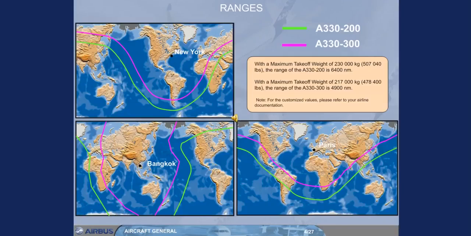With a maximum takeoff weight of 230,000 kilograms, 507,040 pounds, the range of the A330-200 is 6,400 nautical miles. With a maximum takeoff weight of 217,000 kilograms, 478,400 pounds, the range of the A330-300 is 4,900 nautical miles. Note: for the customized values, please refer to your airline documentation.